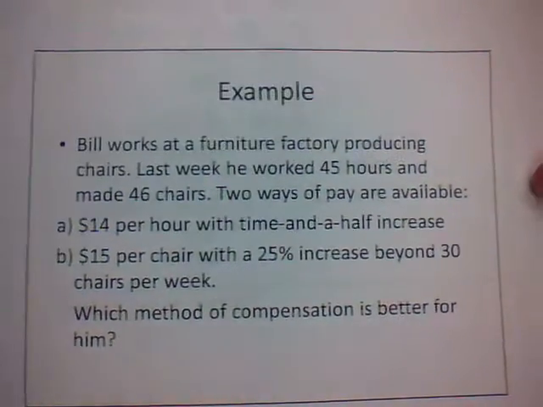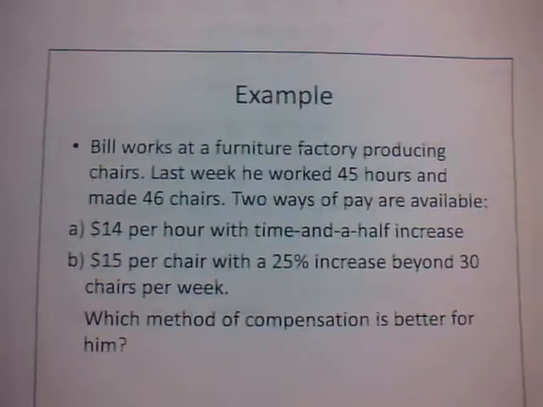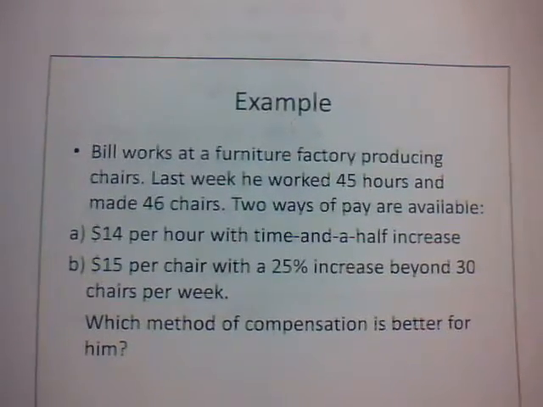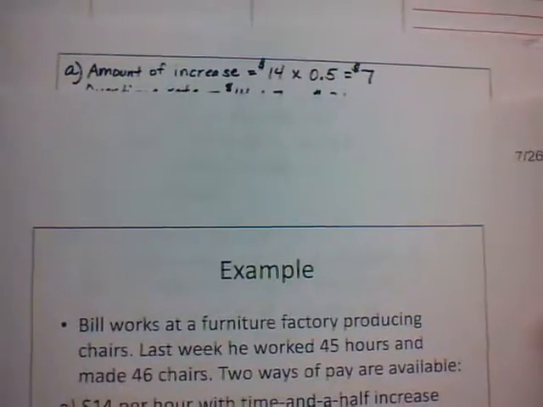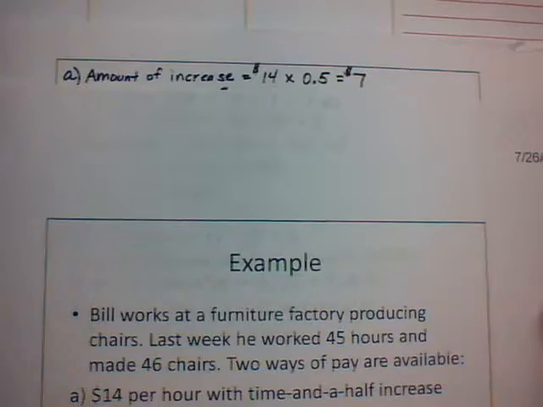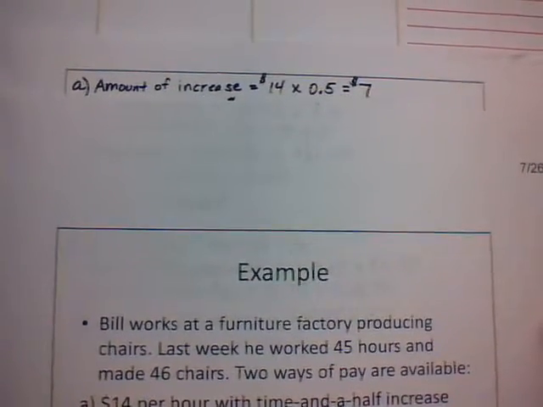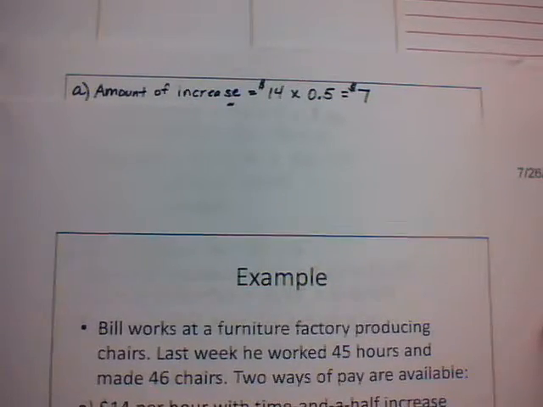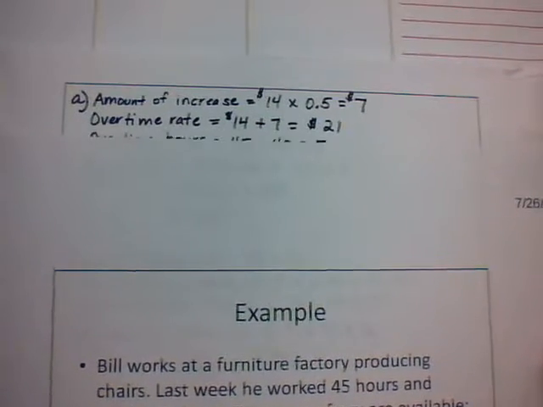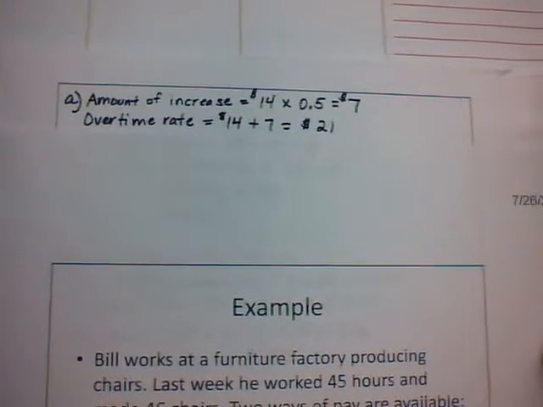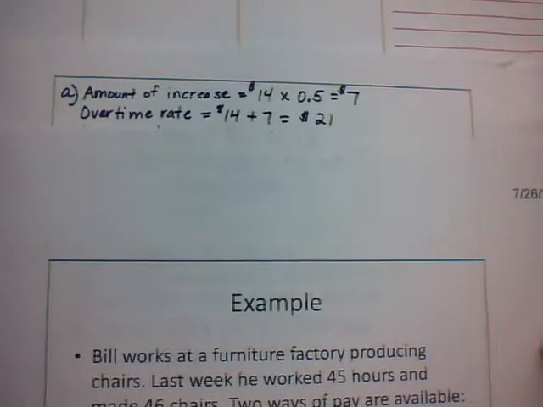And let's look at these two. Let's look at part A, the $14 per hour with a time and a half increase. Now he worked 45 hours last week, so here's the amount of his increase. That's $14 times 0.5, which is a 50% increase. That's going to be $7. So he'll get $7 extra per hour along with the $14. So his overtime rate will be $21 per hour over the 40-hour week.